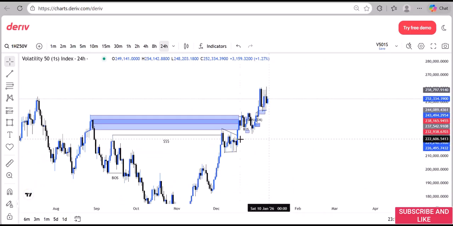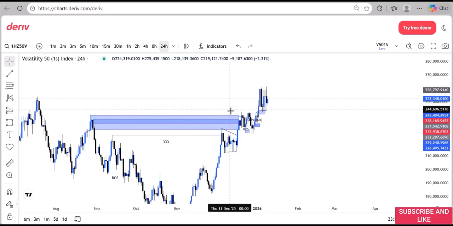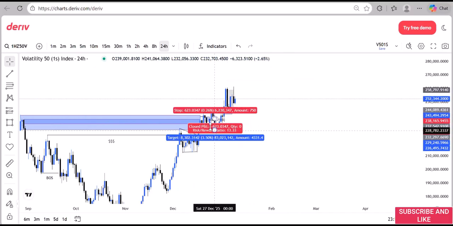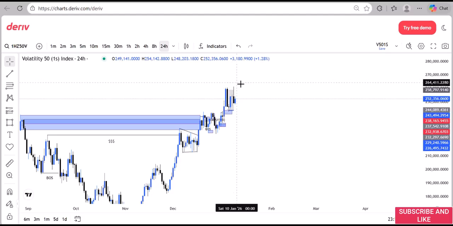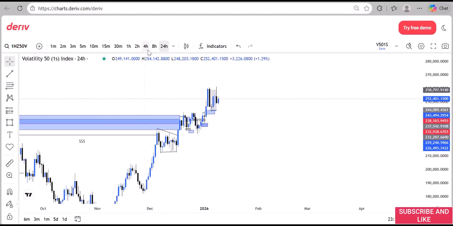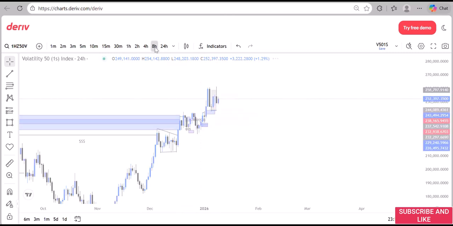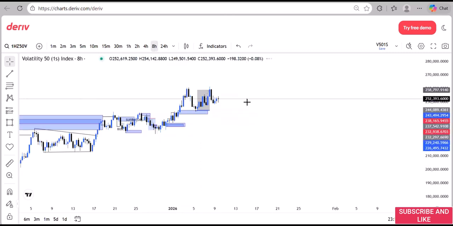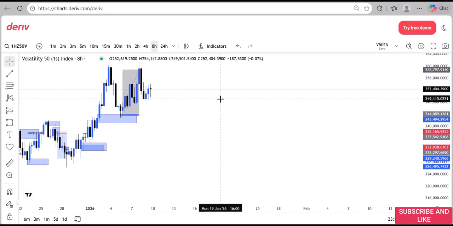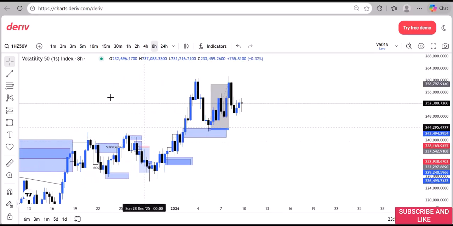We'll see that the market has been in an uptrend, making a series of higher high and higher low, higher high, higher low. So the market is in an uptrend, and there was nothing very clear here. If we come down to our 8 hours time frame, we saw that there was a break of structure here.